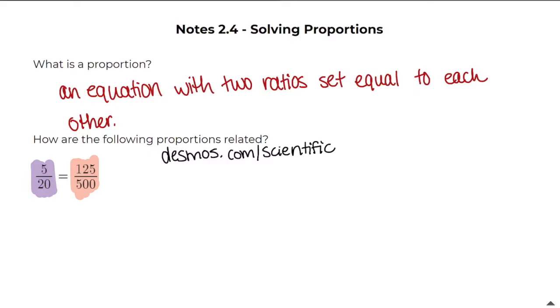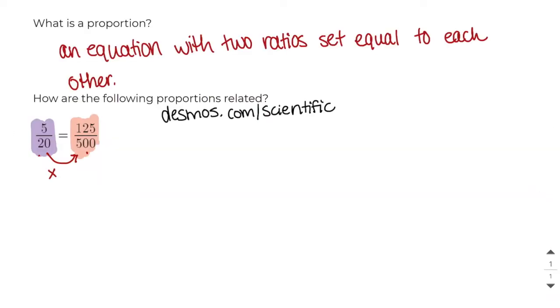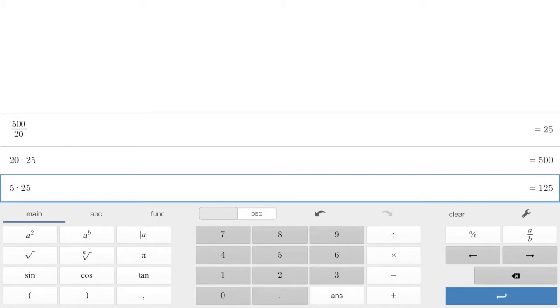Pretty much I just want to know, how do I go from 20 to 500? What am I multiplying 20 by to get to 500? To figure that out, I can divide 500 by 20. 500 divided by 20 gives me 25. So if I take 20 and multiply it by 25, I get 500. Now, if I multiply 5 by 25, will that give me this 125 up here? It sure will. It's going to be 125.